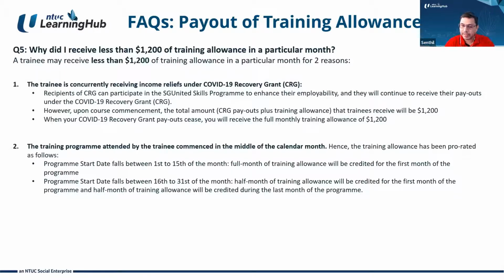Okay, so if you add up everything, you are still getting the 6 months of training allowance. But because the program commenced in the second half of the month, right, the first payout and the last payout, you get 600 and 600. But the overall sum is still $1,200 times 6. So these are the two possible reasons why some of you may be getting less than $1,200.